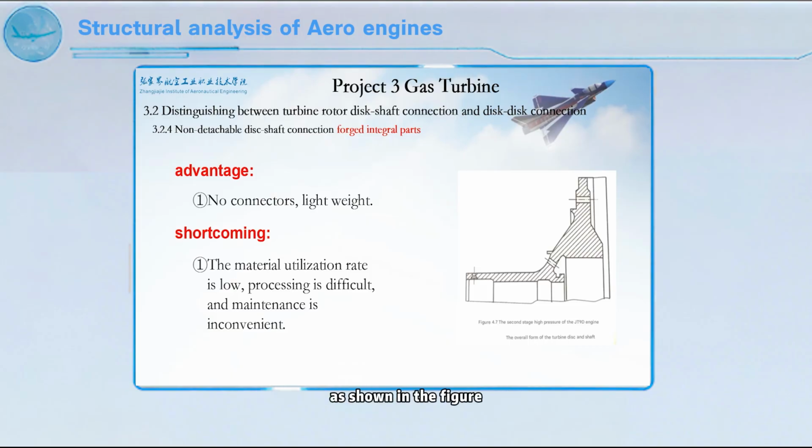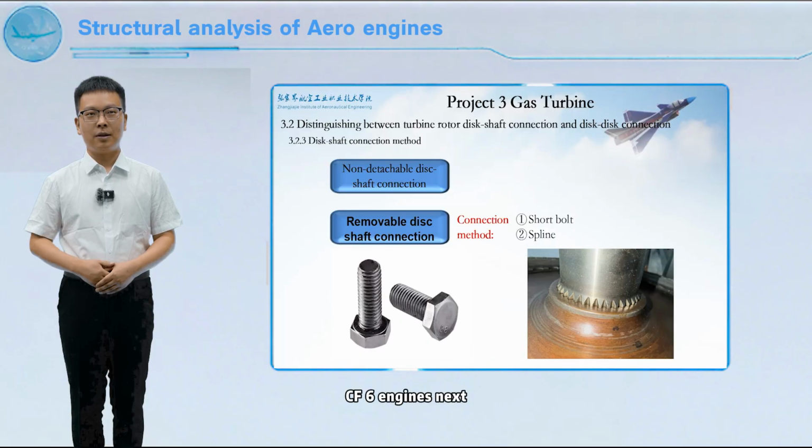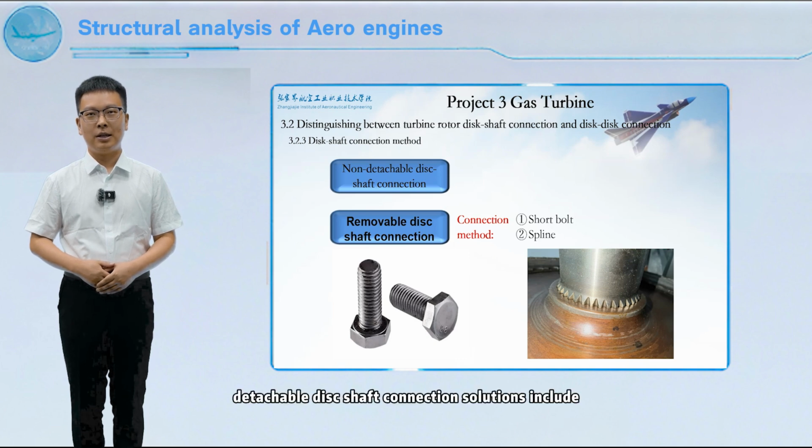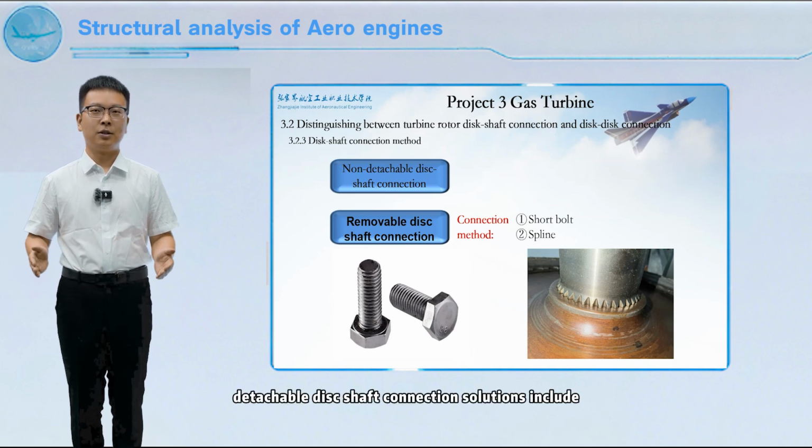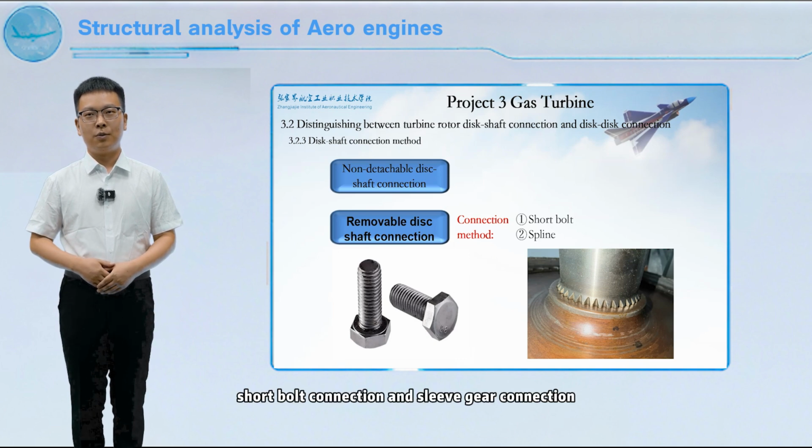As shown in the figure, the high-pressure turbine of the JT9D engine adopts this structure. Other engines that use this structure include the high-pressure turbines of the P4000 and CF6 engines. Next, let us take a look at the detachable disc shaft connection. Commonly used detachable disc shaft connection solutions include short bolt connection and sleeve gear connection.